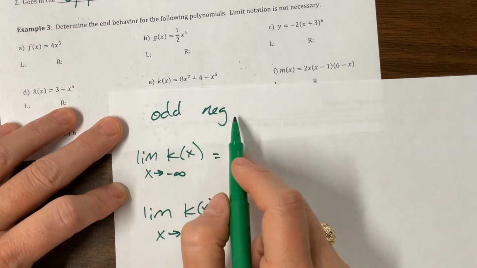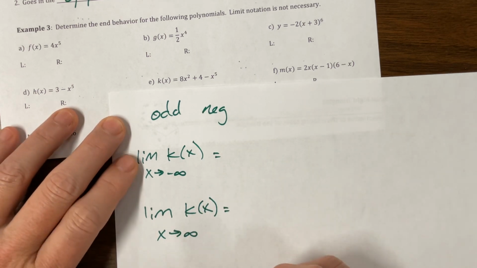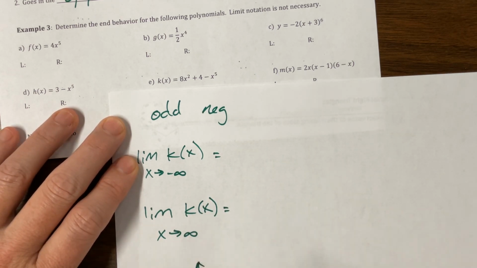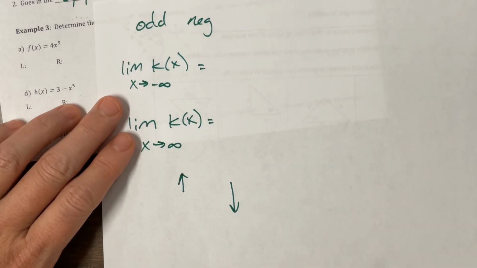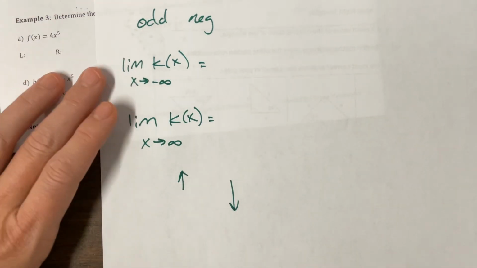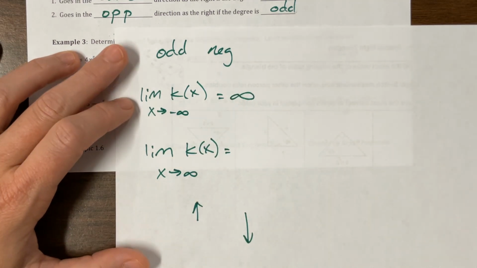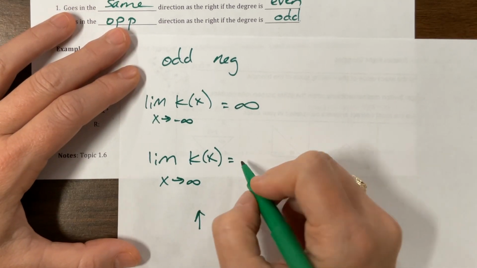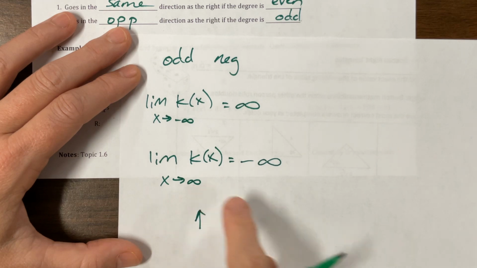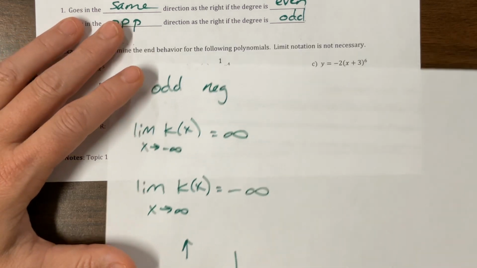So this one, if it's odd and negative, that means it's ultimately going to be going down, and odd means it's going to do the opposite thing on the other end. So it's going to do who knows what in the middle. I don't really care. But as we go to negative infinity, it's going to go to positive infinity here. As x goes to positive infinity, the y is going to go to negative infinity.